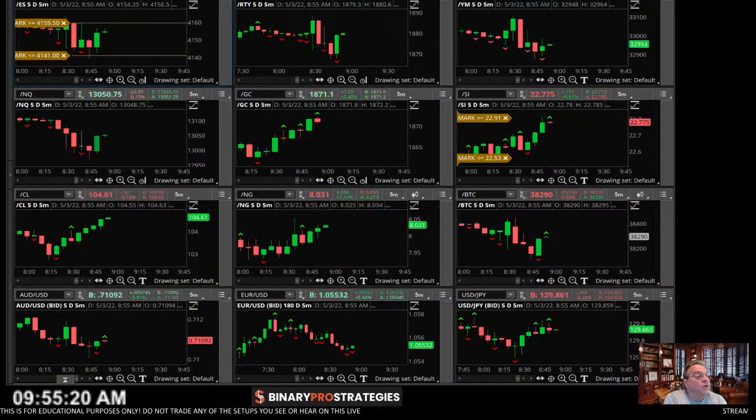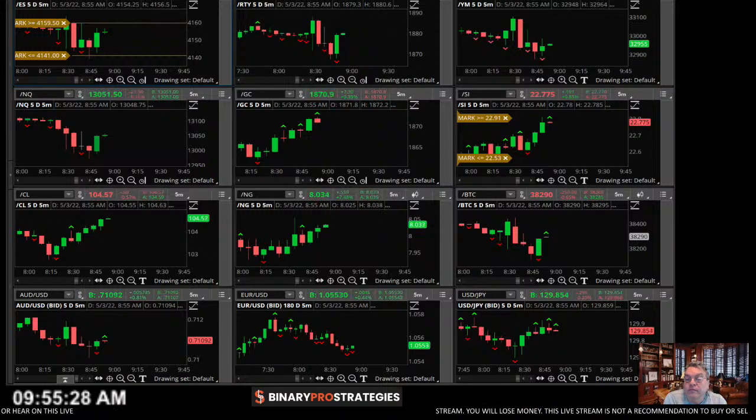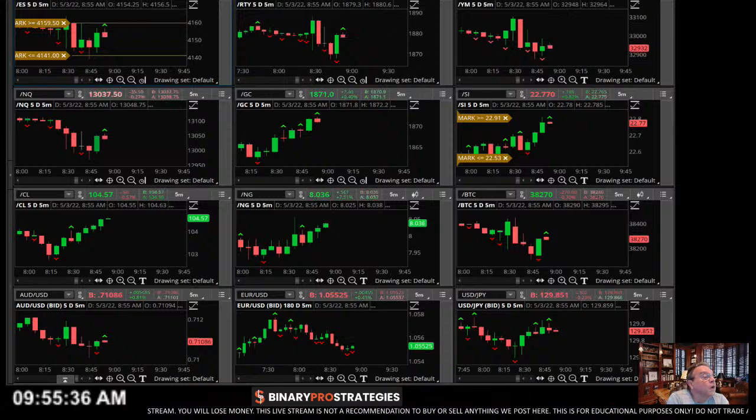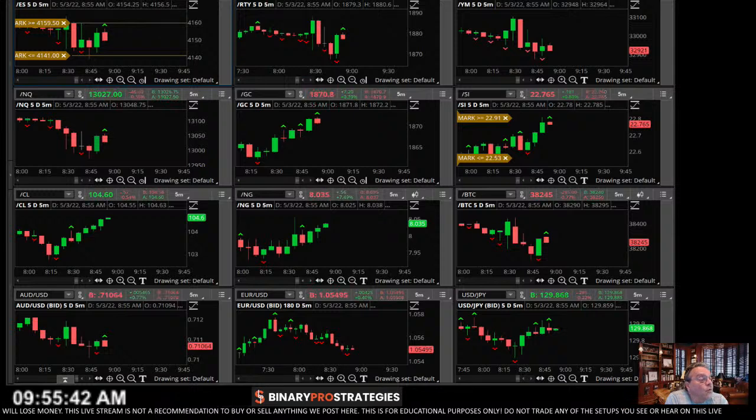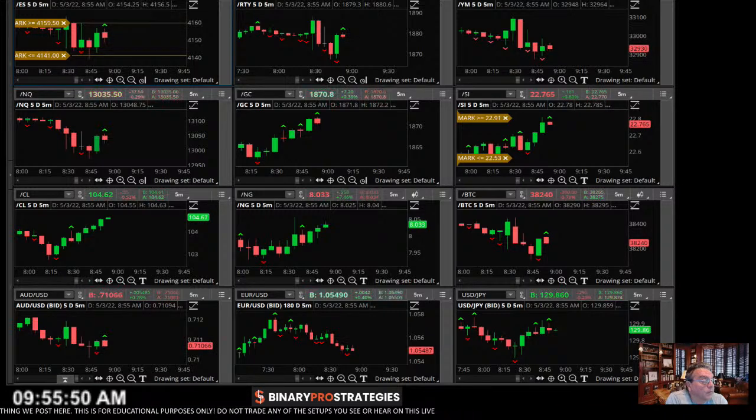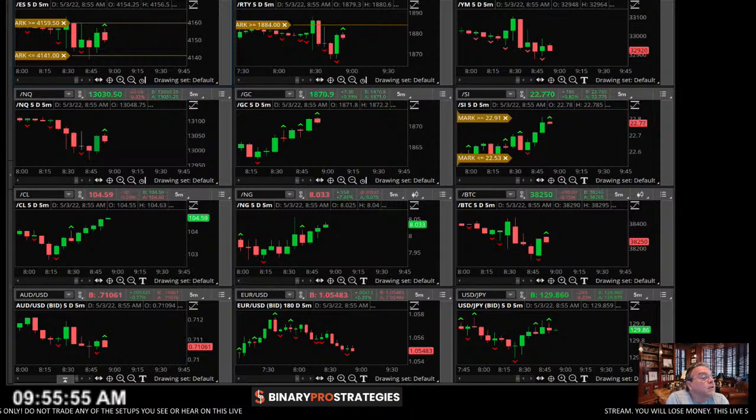RTY is now going long. Getting a buy on RTY. Entry on RTY was 1879. My target's going to be 1884. Reversal on RTY, if we don't hit target, is going to be 1869.